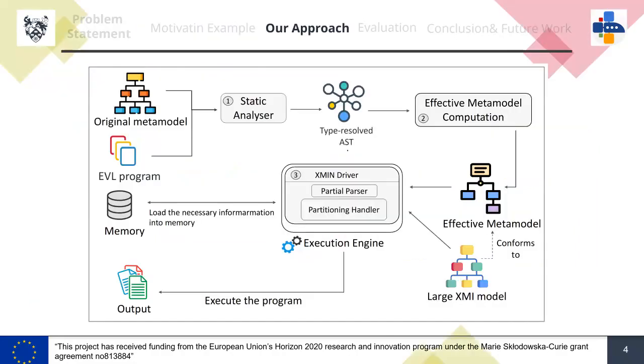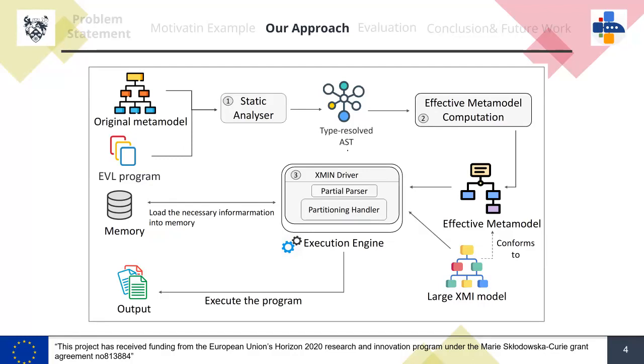So this is the overview of our approach. We consider the EVL program as input, and then there is the original metamodel, which is the metamodel that the input of the EVL program conforms to. Then we can use a static analyzer to analyze the program, understand which parts of the model are going to be used by the program, and generate an effective metamodel. The effective metamodel is a subset of the original metamodel, but it only contains the information the program needs. So it's a kind of subset of the original metamodel, right?